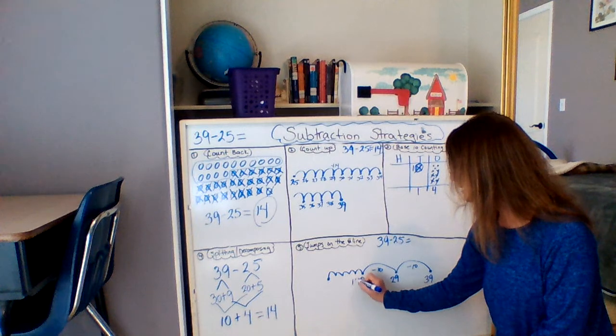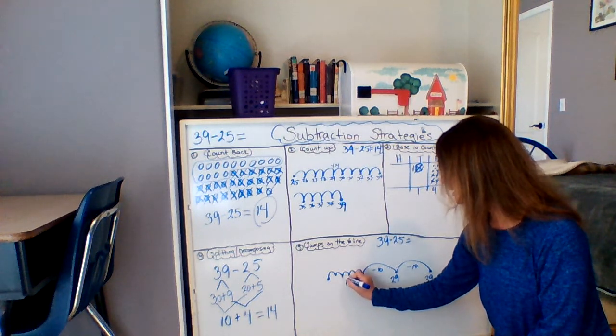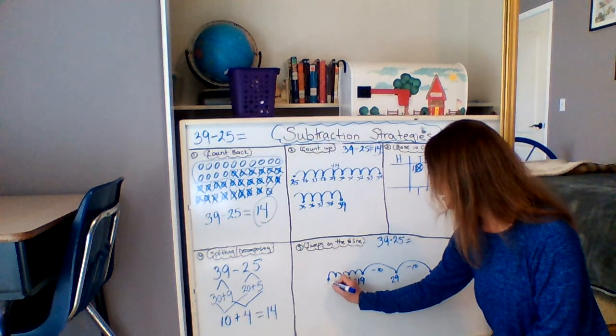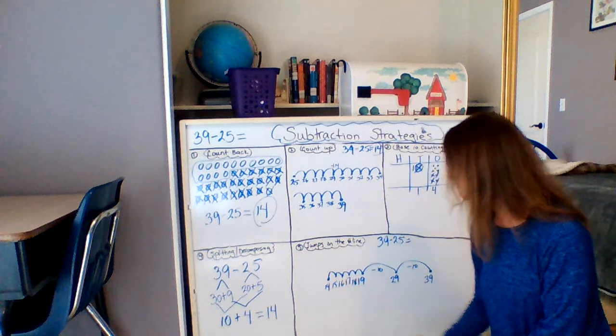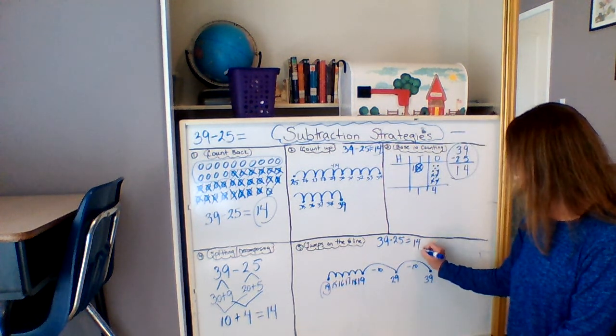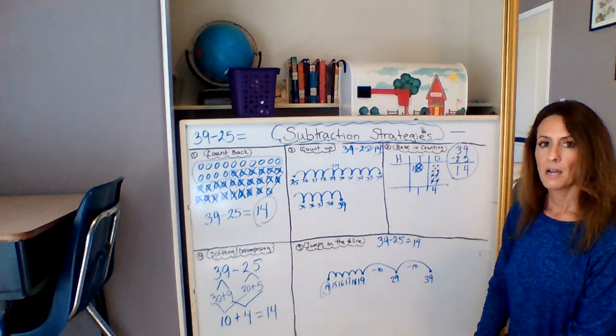So the number before 19 is 18, 17, 16, 15, 14. 39 minus 25 is 14, using jumps on the number line.